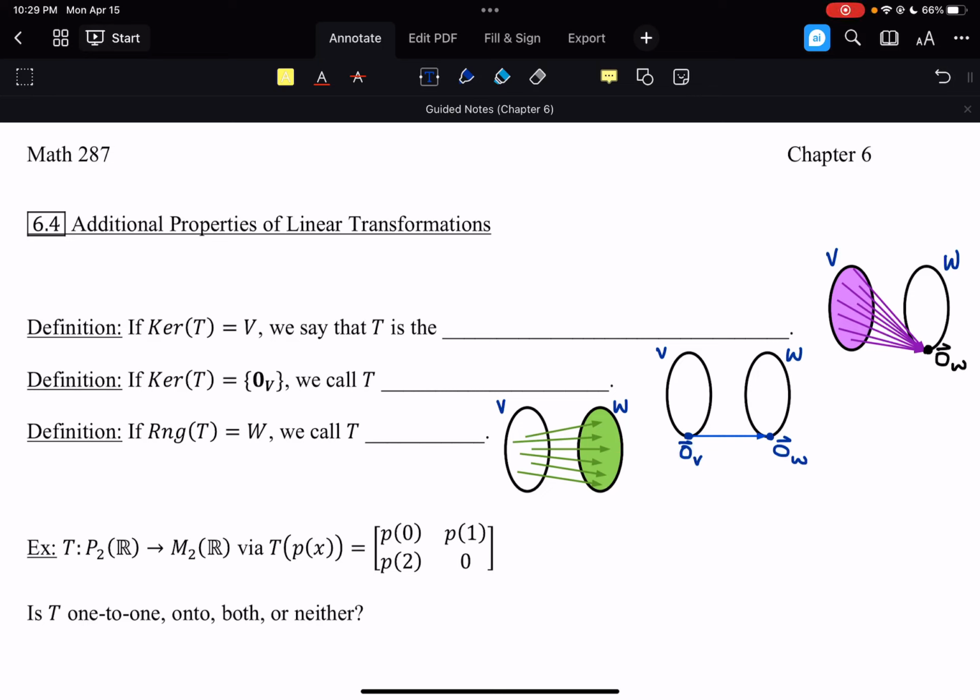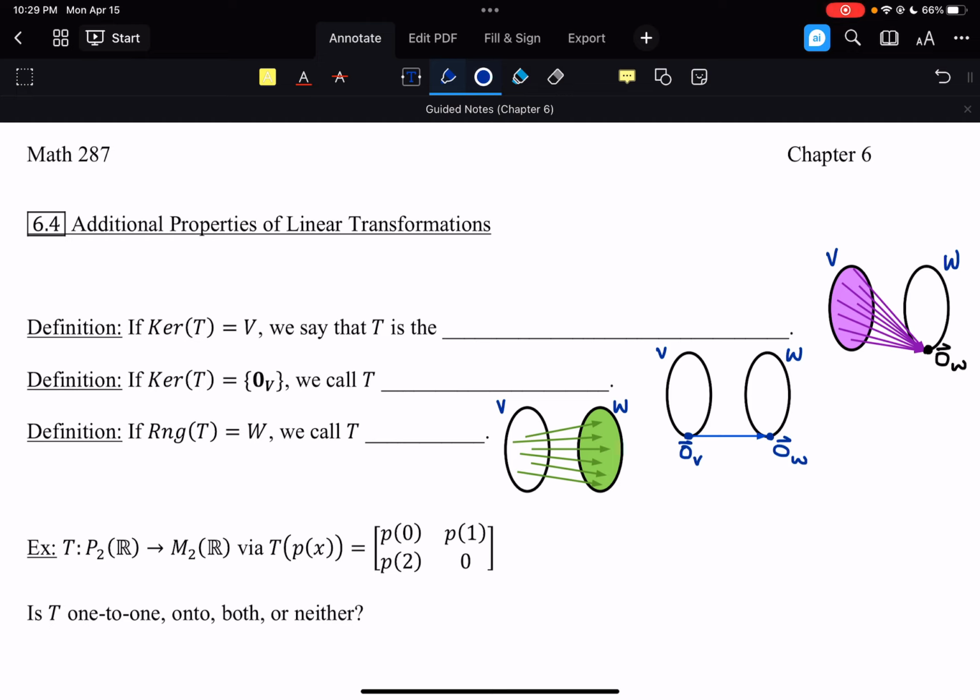Welcome to section 6.4, where we're going to be looking at some additional properties of linear transformations. So we're going to come right out of the gate here defining a few different special types of transformations that we can encounter. We're going to look at some of the implications of that, some examples, and also do a little bit of a proof today.